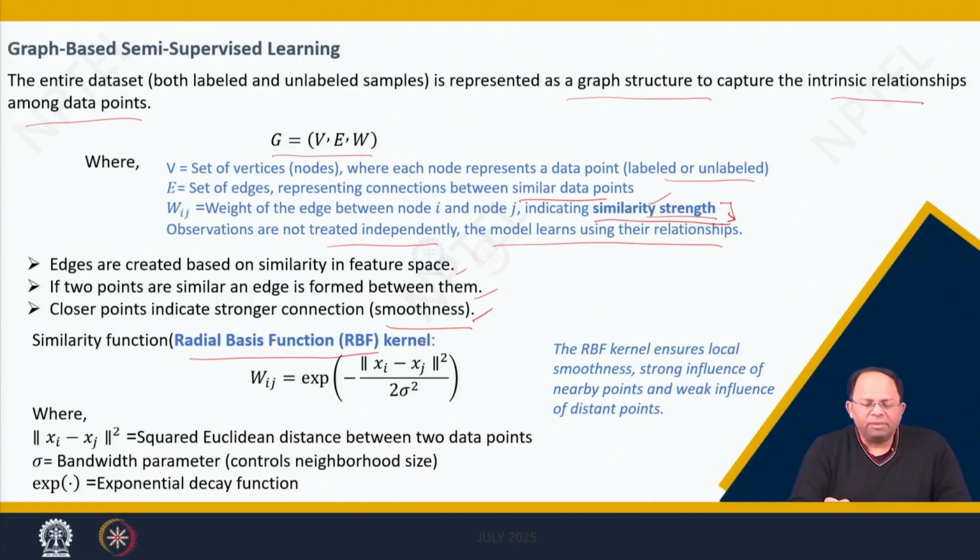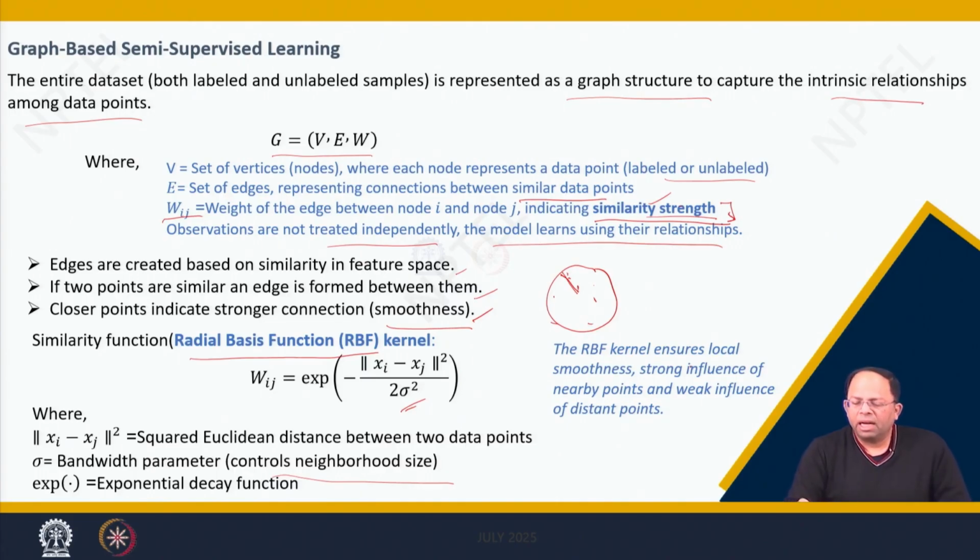Now, in this kernel function, Wij is the weight of that connection, how strong it is, and then the squared norm of xi minus xj is the squared Euclidean distance between the data points, and sigma is the bandwidth parameter which controls the neighborhood size. That means from one point, what neighborhood am I considering and what are the points within it, right? So that distance is the bandwidth. This becomes very important in other algorithms also, so this bandwidth parameter is very, very important. It governs how much emphasis you are giving to nearby data.